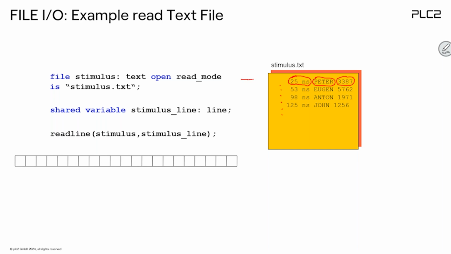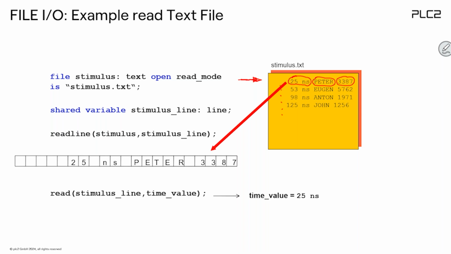We read the complete line because we start reading. The pointer points to the first line. In this case, the contents of the stimulus line buffer would be the first line: 25 blank nanosecond blank Peter blank, and then 3387. And now you decide how to interpret the contents. For example, you can say the first entry is time, but this is just your choice.